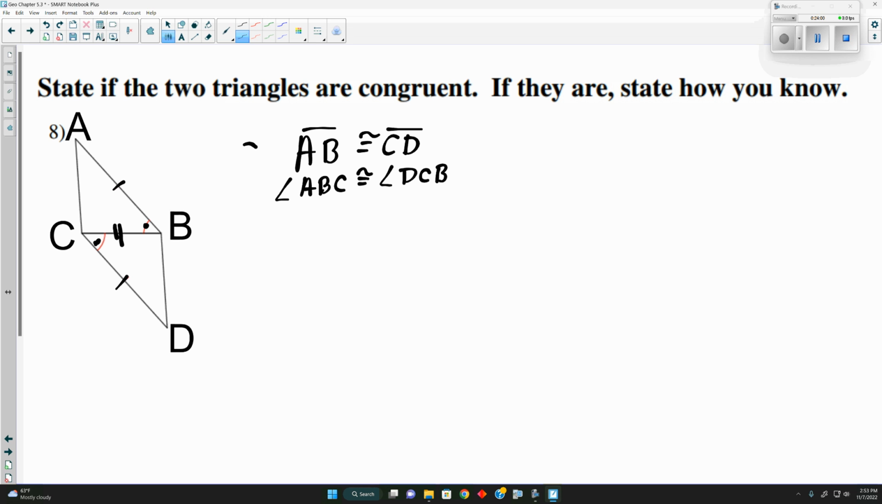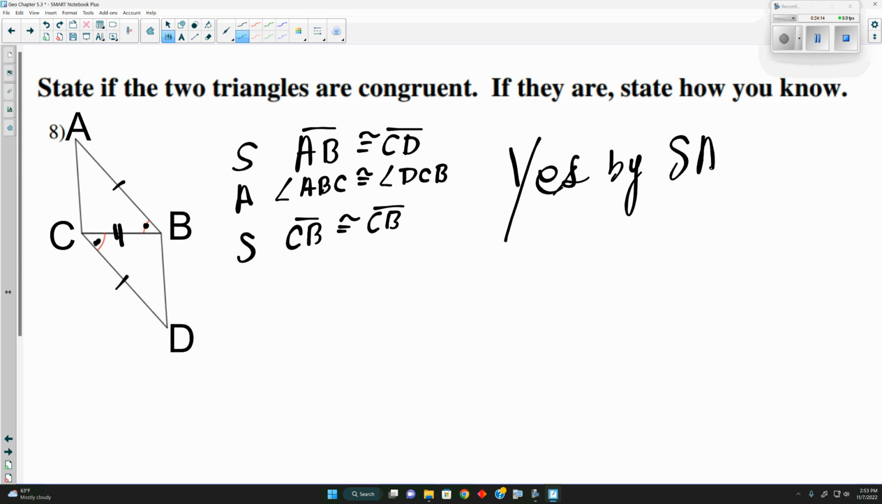DCB because we have our side, our angle, and then our other side is CB is congruent to CB. So can we say they're congruent? Because we have our side, our angle, our side. For the other one, we have our side, our angle, and our side. It is side, angle, side for both, and they match up. Questions on this here? We're ready for the next one.